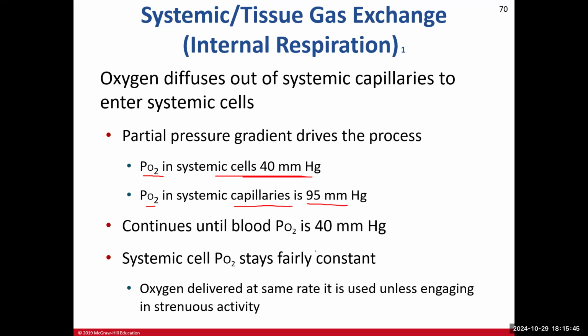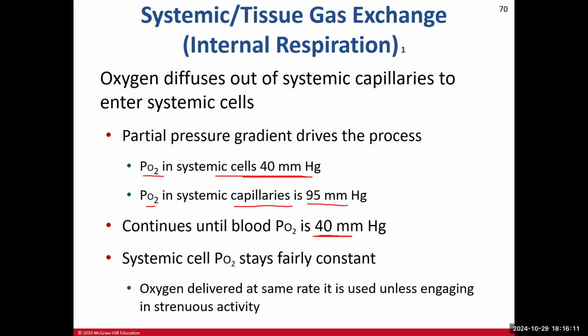And so, of course, just like with what you learned with diffusion way back when you first learned about it, it's going to continue until equilibrium is reached. And that's how it works. We're going to deplete the blood's partial pressure of oxygen until it is 40 millimeters of mercury, until it is equal to the tissue cells' partial pressure of oxygen. All right, so this is good.